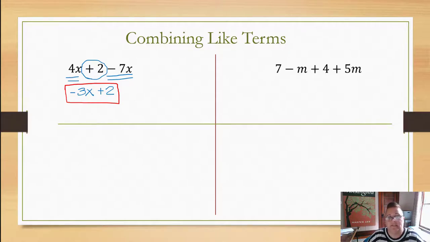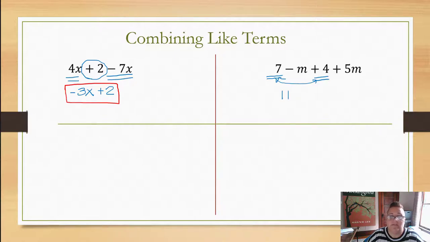All right, let's take a look at 7 minus m plus 4 plus 5m. Looking at the 7, this is a constant term. It does not have a variable. So I'm going to look for another number that does not have a variable on it, and that's going to be the 4. So I can combine the 7 plus 4, and that's going to give me 11.